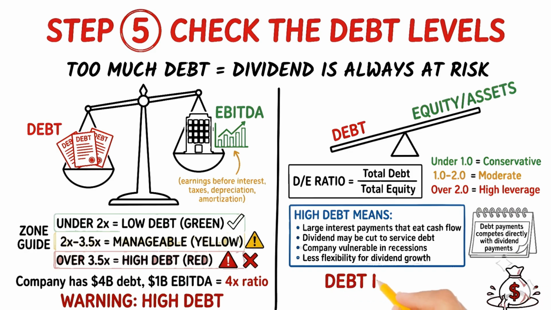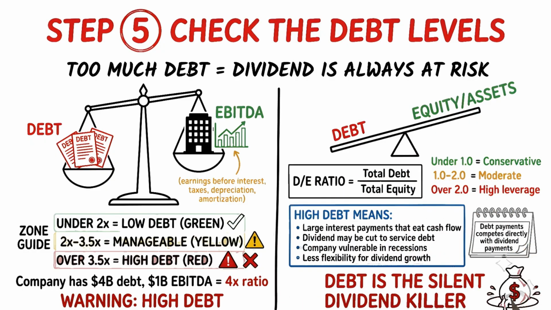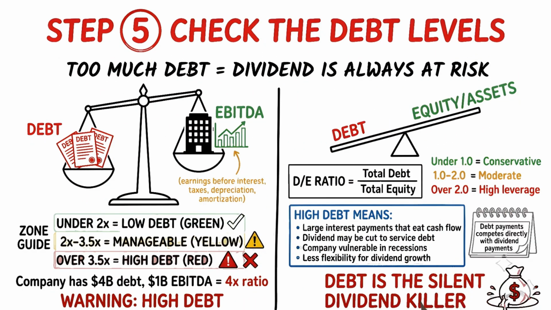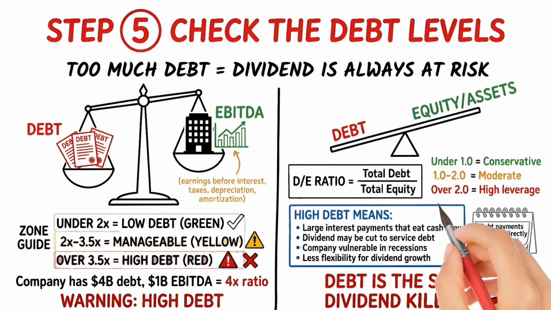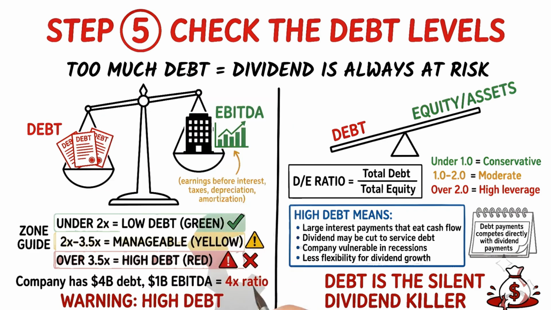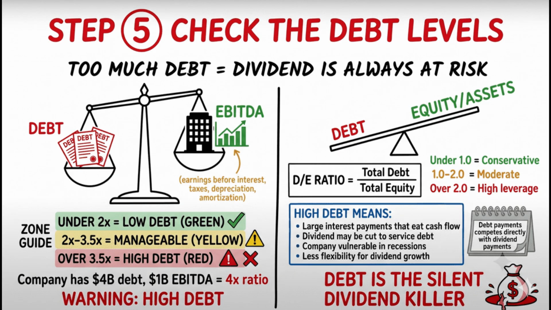First, debt to EBITDA. This compares total debt to annual earnings. Under 2 times is low and healthy. 2 to 3.5 times is manageable. Above 3.5 times is where dividends get vulnerable. Second, debt-to-equity ratio. This compares debt to the company's assets. Under 1.0 is conservative. Above 2.0 means the company is heavily leveraged. High leverage amplifies everything: gains when things are good and losses when things go wrong.